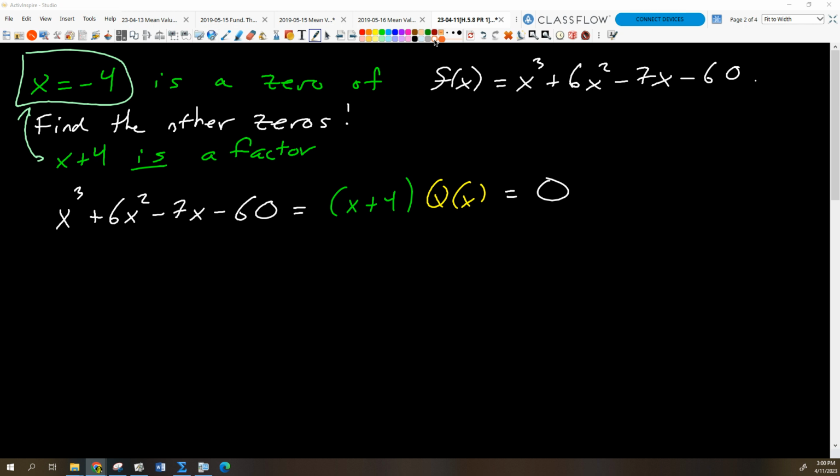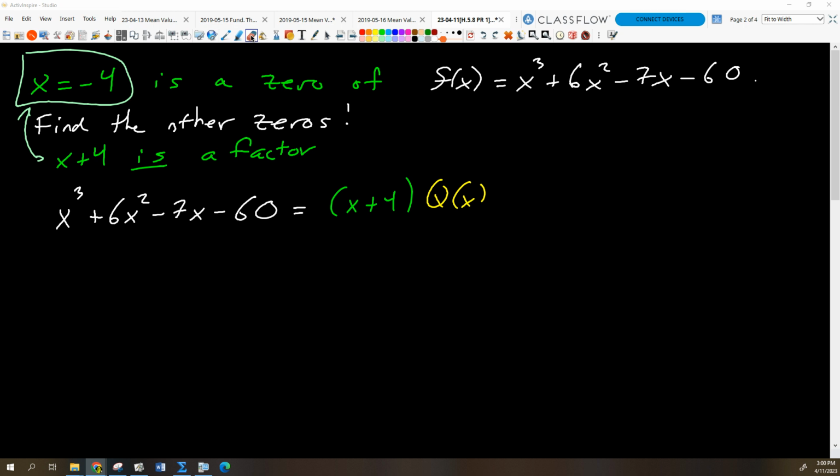Okay, so now how could I find q of x? Because that's what I really needed. I need to know what is that yellow factor, right? How could I figure out what it is? What could I do? Yeah, look at this equation. Let's ignore the 0 for a second, right? Let's get rid of that 0. We're not ready to find the zeros yet. Eventually we're going to, but let's just look at that equation.